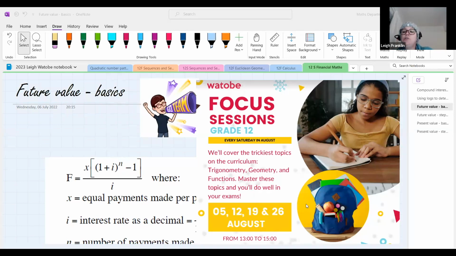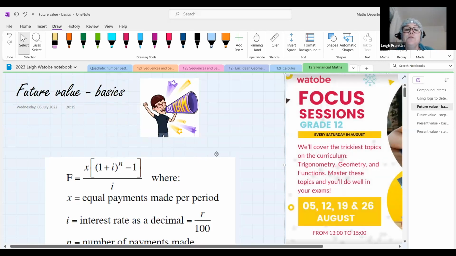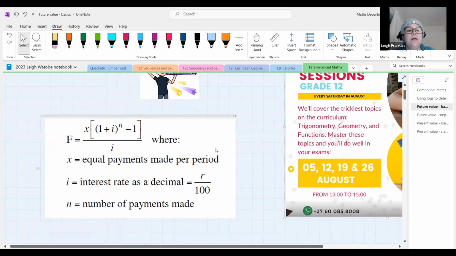Today we are going to be talking about future value, the future value formula, and some of its applications. We're going to look at the easier questions today, and then at the more difficult sorts of questions that get asked on Thursday. All right, so first of all, the future value formula looks like this.